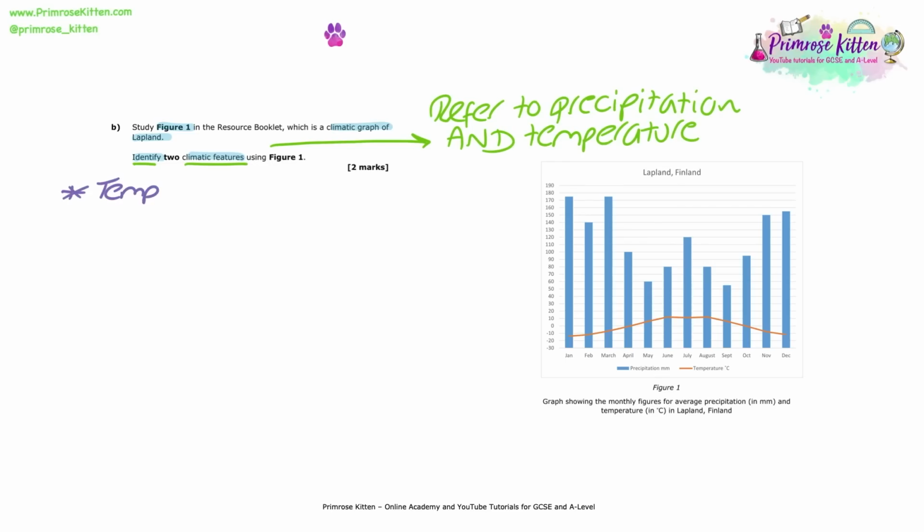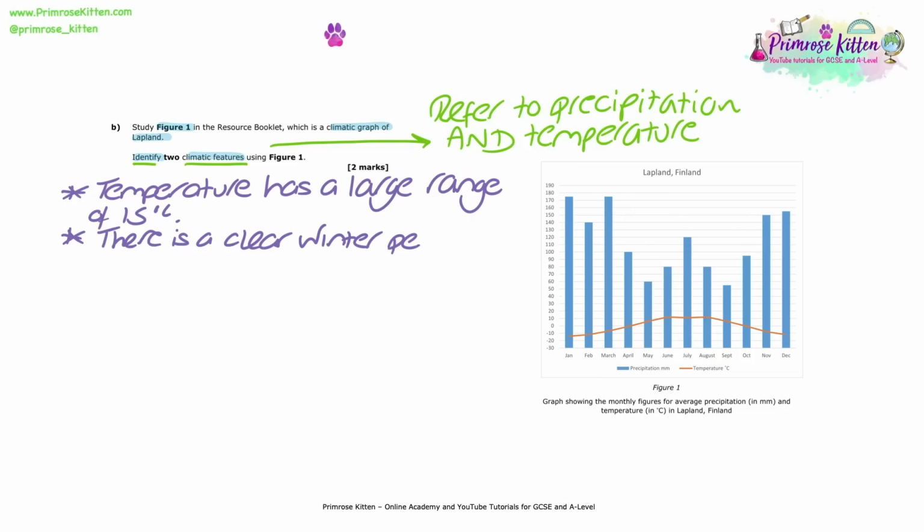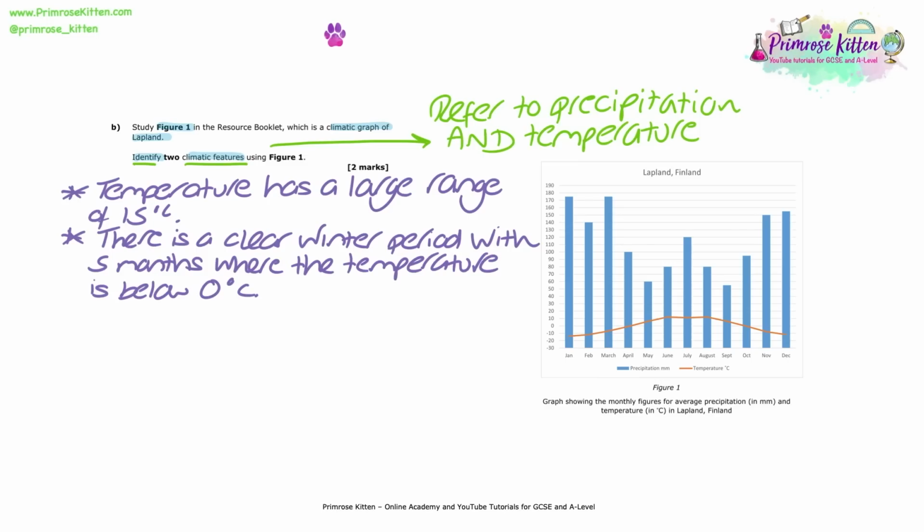Starting with temperature, you might identify first of all that throughout the course of the year there is a large range of 15 degrees centigrade. Secondly, you might also notice that there is a clear winter period, with 5 months of the year from November through to March having a temperature of below 0 degrees centigrade. Identifying either of these features would be sufficient to get you the 1 mark for temperature.